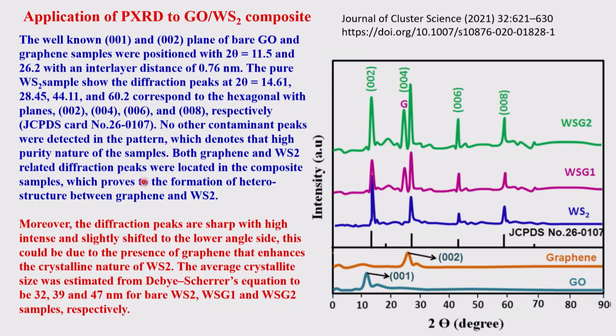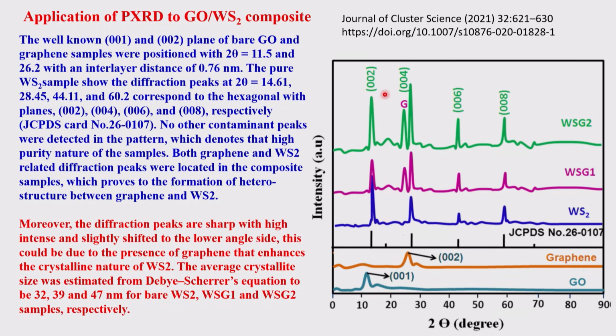Now if you take a mixture of the WS2 and the graphene in one ratio of the composite, and in a different ratio of the composite, you can see things over there. These are labeled as WSG1 and WSG2. You can identify the graphene-related peak also, which is labeled as G. So you have a composite formed between the graphene and the WS2.